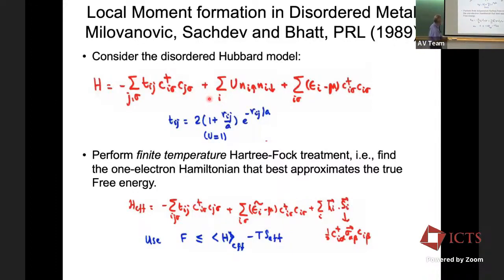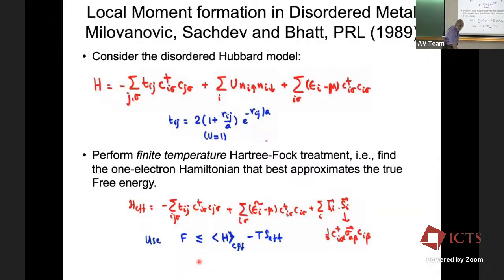And the way you do this treatment is, of course, this is a many-body problem. Electrons on the same site have a repulsion U. It's, of course, not taking the full Coulomb interaction. It's just taking the on-site interaction. And what you do is you try to find the best one-electron Hamiltonian that you can that matches this actual Hamiltonian. We are very used to taking a variational wave function and trying to match the ground state energy. This is a finite temperature extension of that.